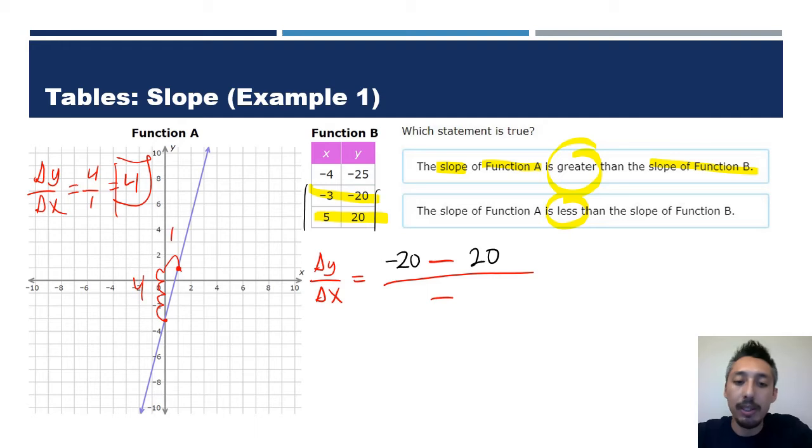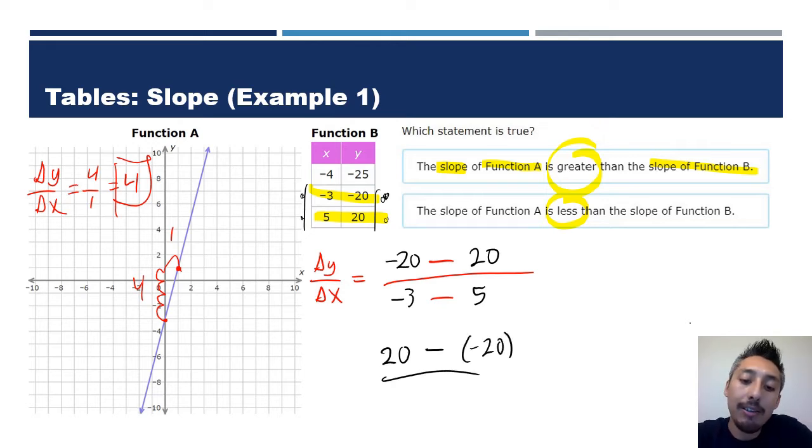Here we have negative 3 and 5, so negative 3 minus 5. You could have written this the other way around. For this example, the way I wrote it down right here, I chose the top numbers first. So I went negative 20 minus 20. For x, I did negative 3 minus 5. But you could have flipped that around. You could have said 20 minus negative 20 and 5 minus negative 3. That would have also been correct. And let's see how our answers might be different at the end.